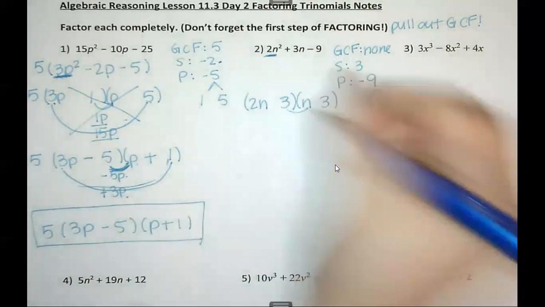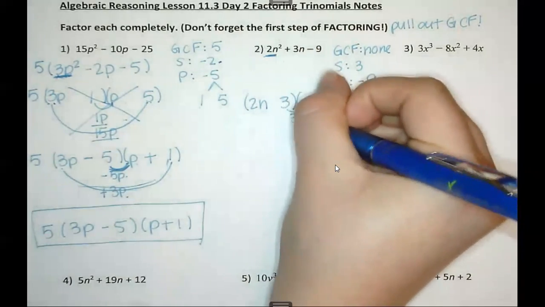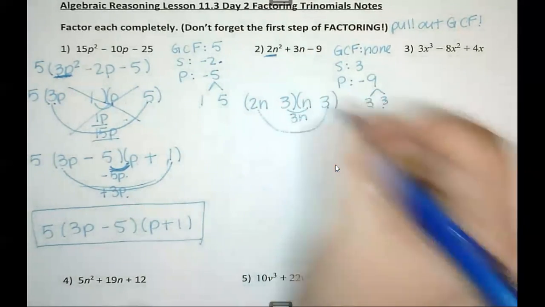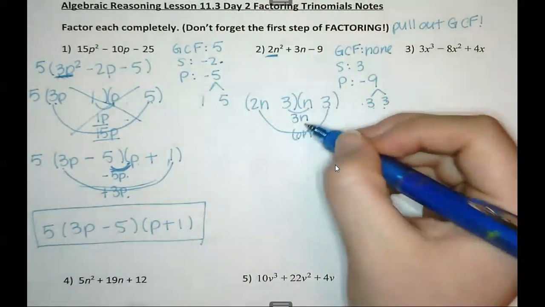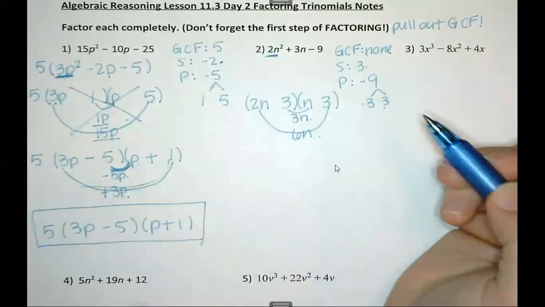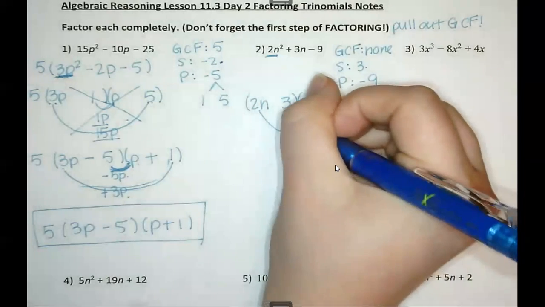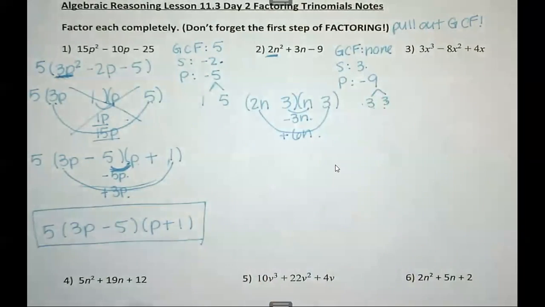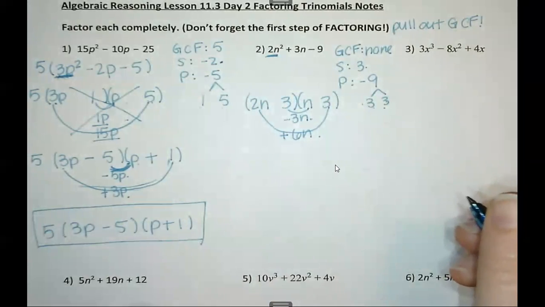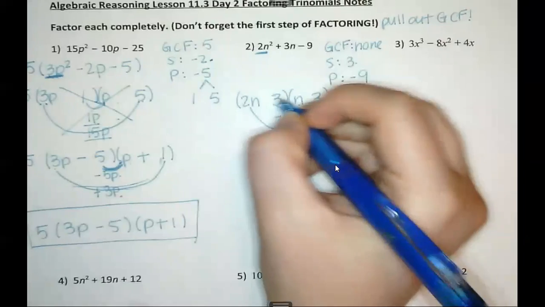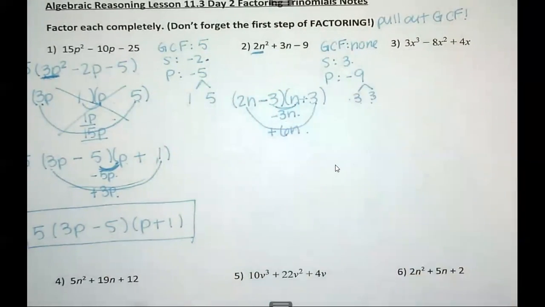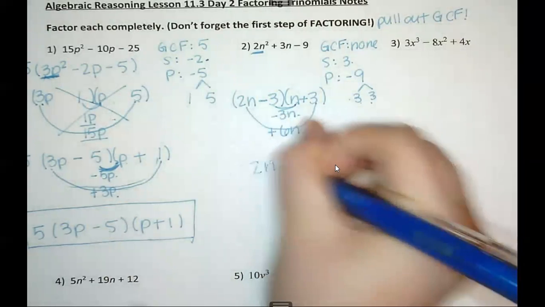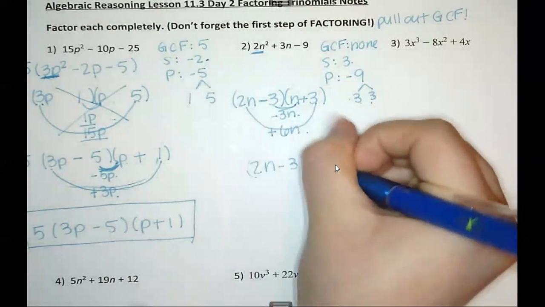So the inside, 3 times n would give me 3n, and the outside, 2n times 3 would give me 6n. So now I'm thinking, is there a way that I could add 3n and 6n and get a positive 3n? Yes. If this was a -3 plus 6, that would give me 3n. So the 3n came from here, so that's where I'm going to put my negative. The 6n came from here, so that's where I'll put my positive. So my answer here would be 2n minus 3 times n plus 3.